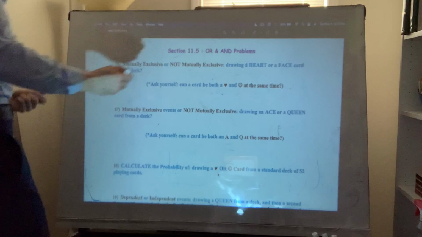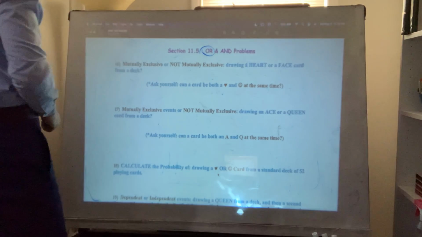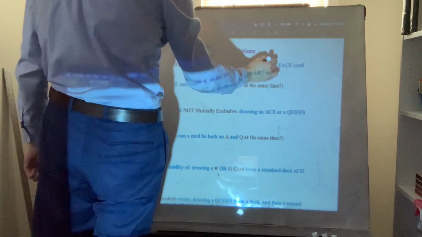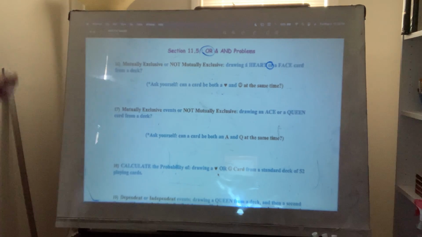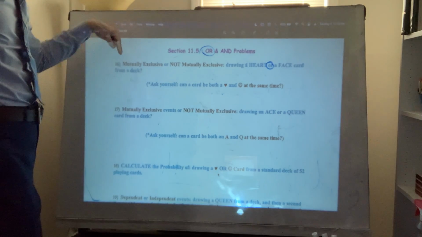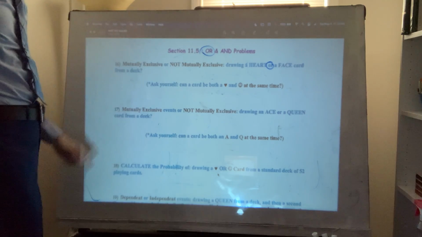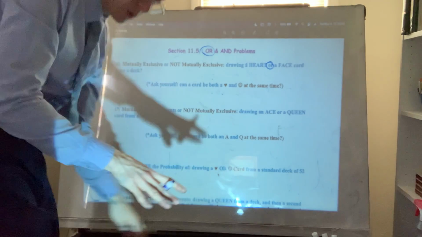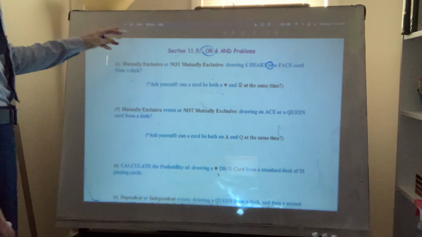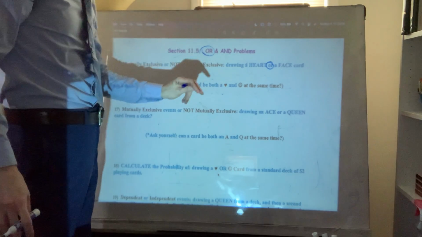When you have OR types of problems, and you would know in this case because there's an OR here, you're dealing with, one must consider whether the situation described is mutually exclusive or not mutually exclusive. That decides which formula you're going to go with. So, is this mutually exclusive or not mutually exclusive?